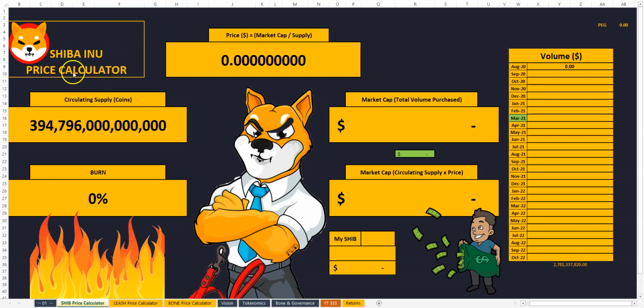This is a Shiba Inu Price Calculator. I'm going to do some hypothetical scenarios to show you the realistic potential of our beloved Shiba Inu token getting up to 1 cent and potentially $1.